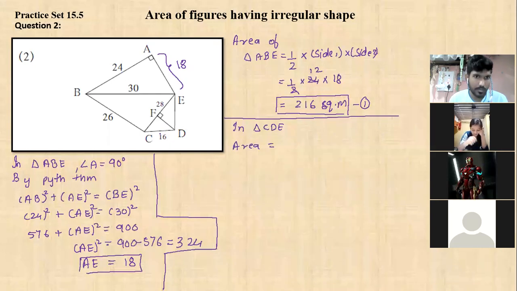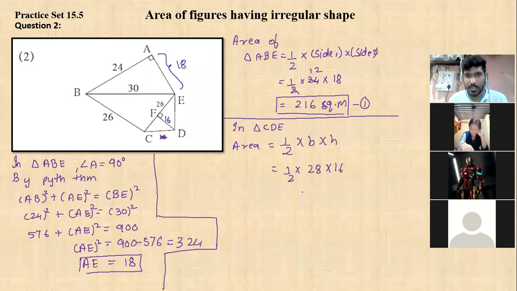Actually, there is one mistake: this 16 is not CD, this 16 is the length FD. Now, if you see the triangle, we can use the formula half into base into height, where the base is 28 and height is 16. So 14 into 16 is 224 square meter.